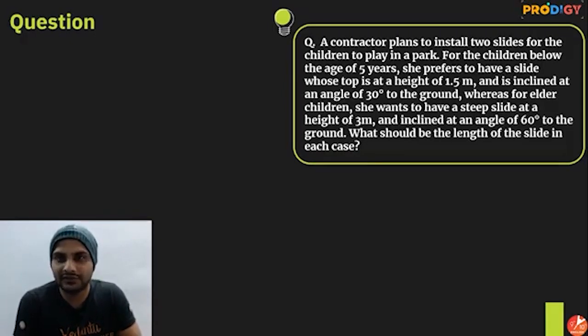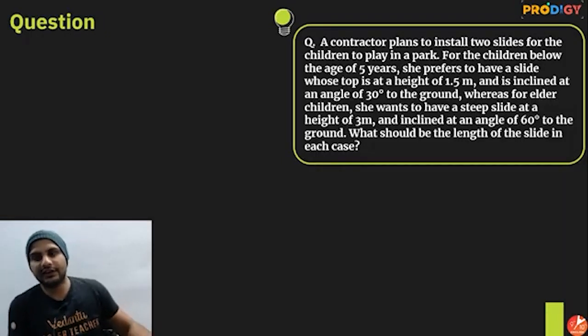For children less than 5 years, the inclination should not be too much. So 30 degree inclination, and the top is at a height of 1.5 meter. Whereas for elder children, she wants to have a steep slide at a height of 3 meter and inclined at an angle of 60 degree to the ground. What should be the length of the slide in each case? Length of the slide क्या होना चाहिए बेटा?